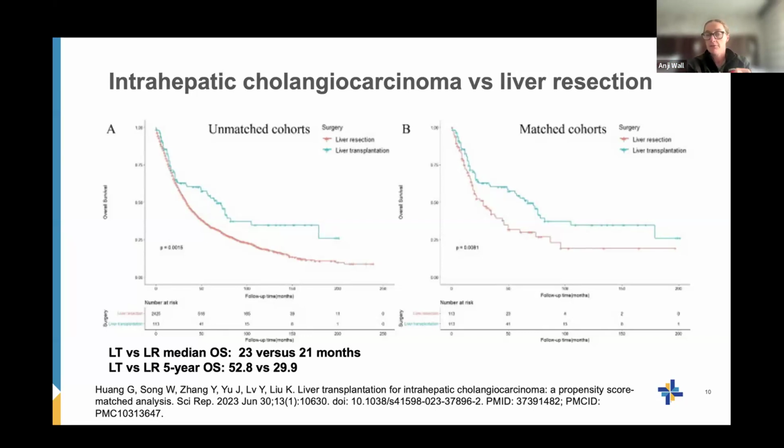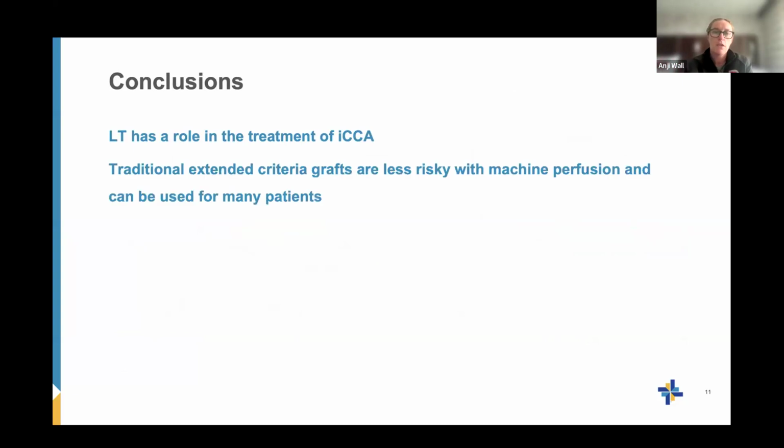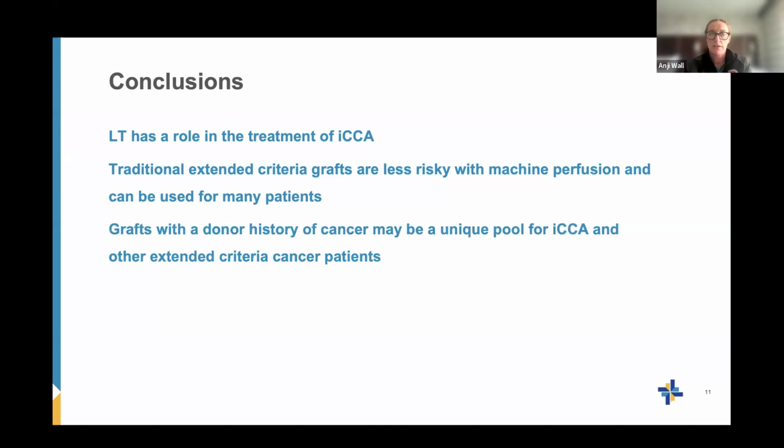So when you think about living donation, you're thinking about alternative therapy rather than alternative patients who you can transplant. In conclusion, I do think that liver transplantation has a role in the treatment of intrahepatic cholangiocarcinoma. We just have to think about that role in terms of deceased donation and living donation a little bit differently. Traditional extended criteria grafts are less risky with machine perfusion, and that's less risky across the board, no matter who you transplant. And there are a lot of patients competing for those grafts, so those grafts may not have a specific potential for extended criteria cancer.